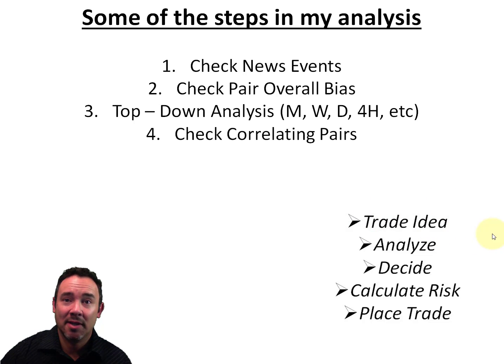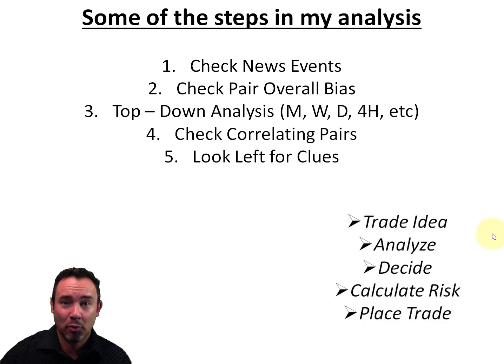Number 4 is check correlating pairs. We sort of touch on that. Number 5, one of my favorite, look left for clues. The market leaves clues. Always look to the left to see if we're coming up on support or resistance before putting in a trade. That means zooming out to the longer time frames, shrinking down your candlesticks or your bars a little bit so you can see a little more, and make sure you're not going to be buying or selling right at a support level, for example.